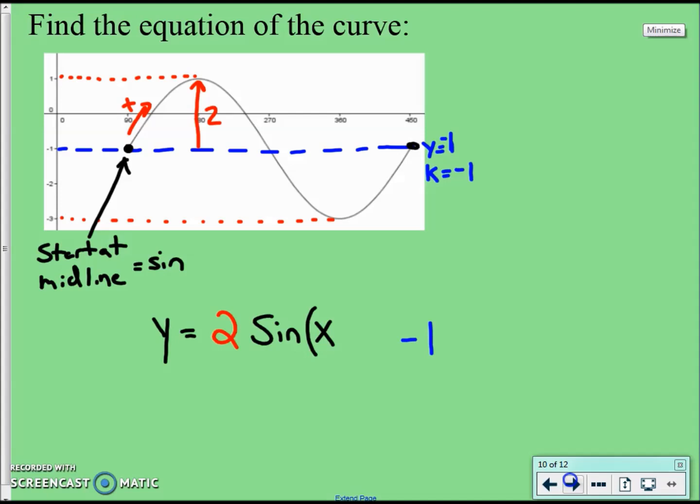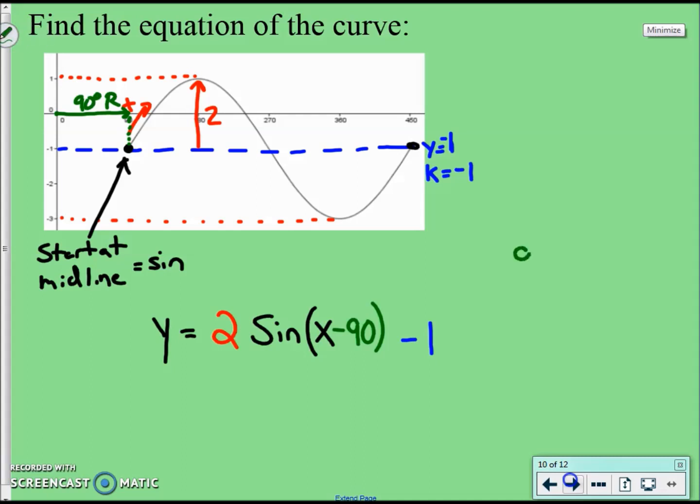I now have to come in contact with my horizontal shift. I would normally start it at 0 here. I'm starting at 90 degrees instead. That is 90 degrees right. 90 degrees right is going to be minus 90. So I could write it as y is equal to 2 sine of x minus 90 minus 1.